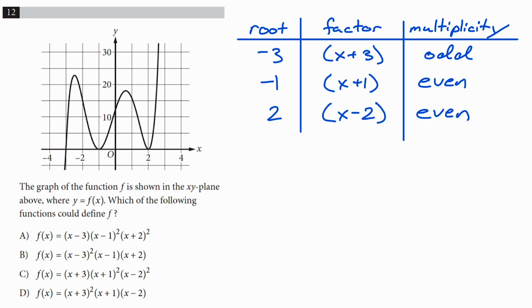On the SAT, I've only ever seen roots with multiplicity 1 and 2, so odd and even effectively just mean 1 and 2. Answer choice C satisfies our demands, so that's it.